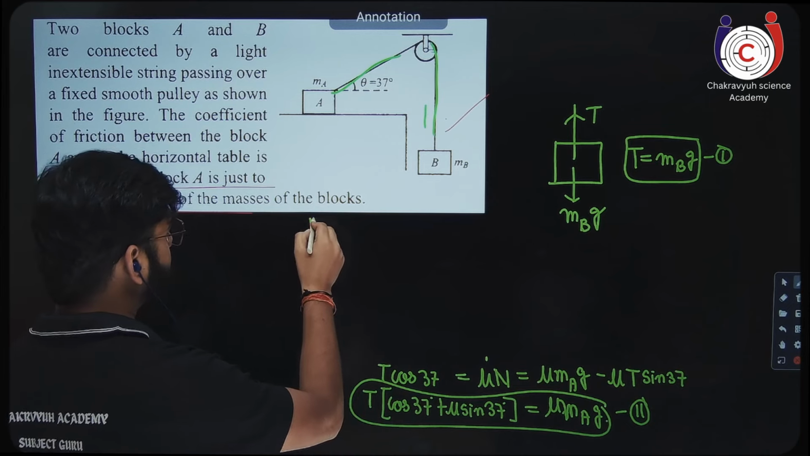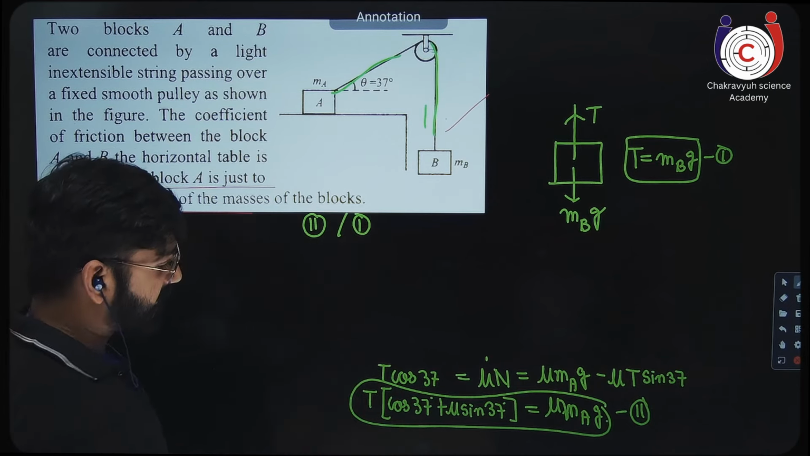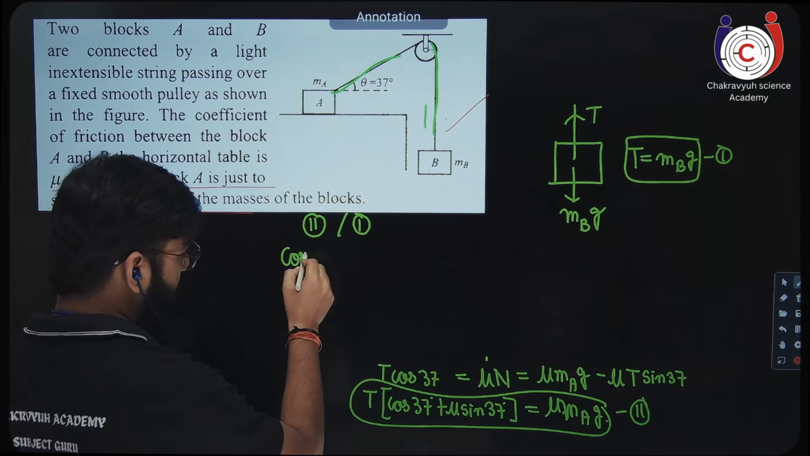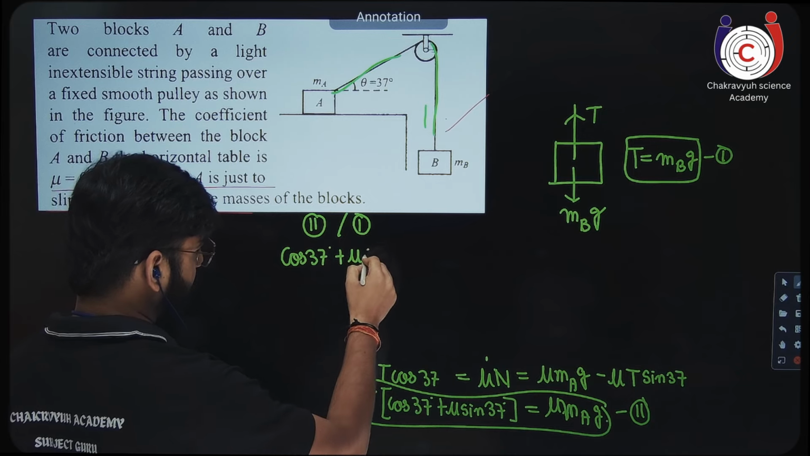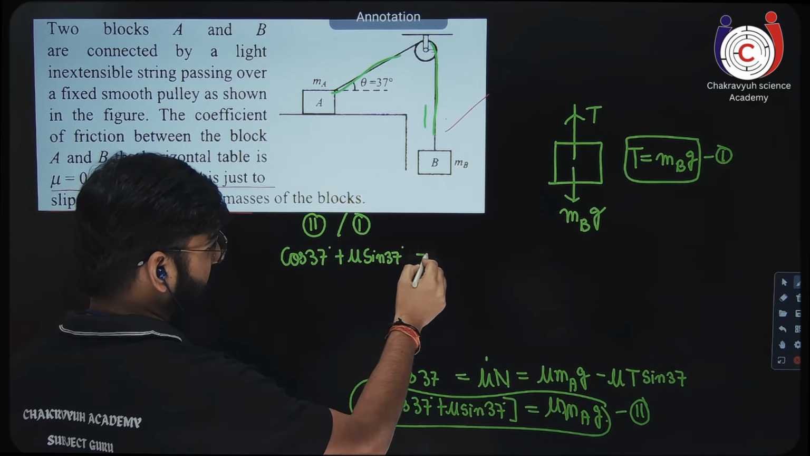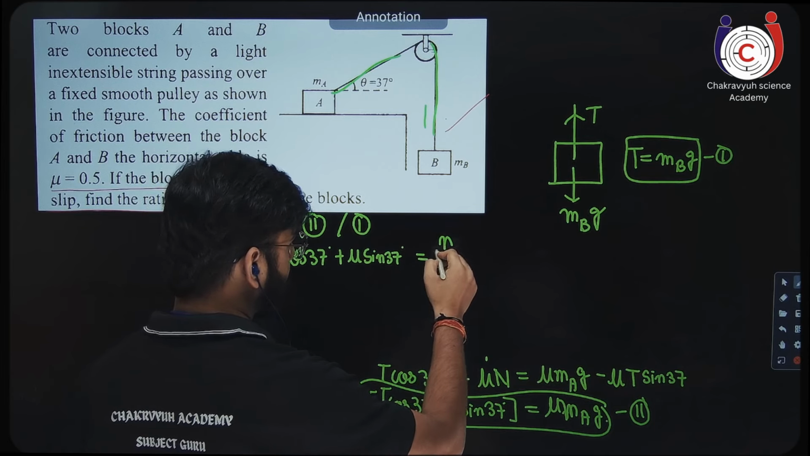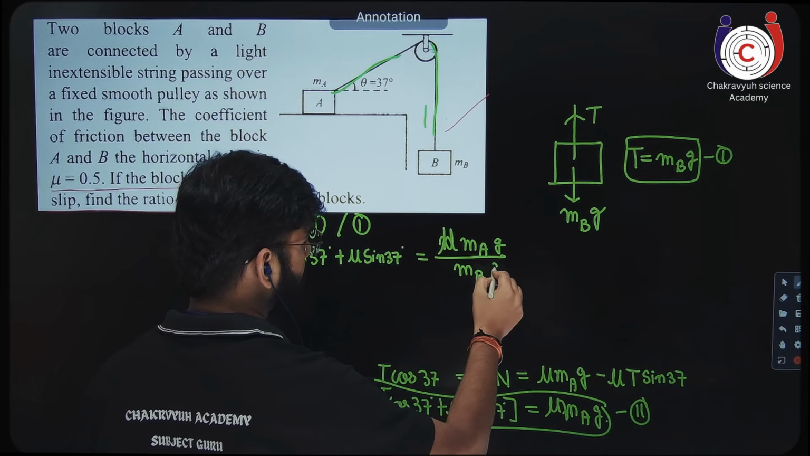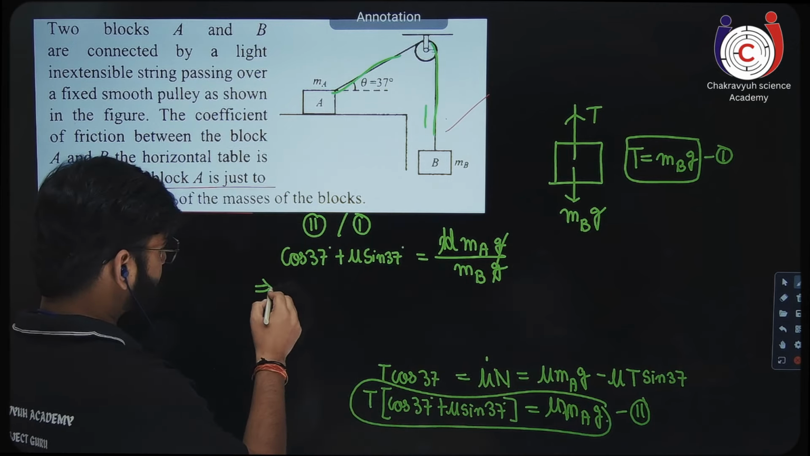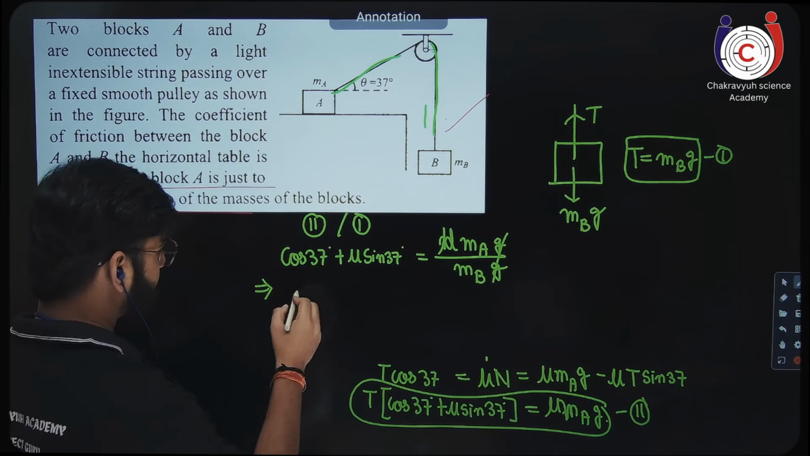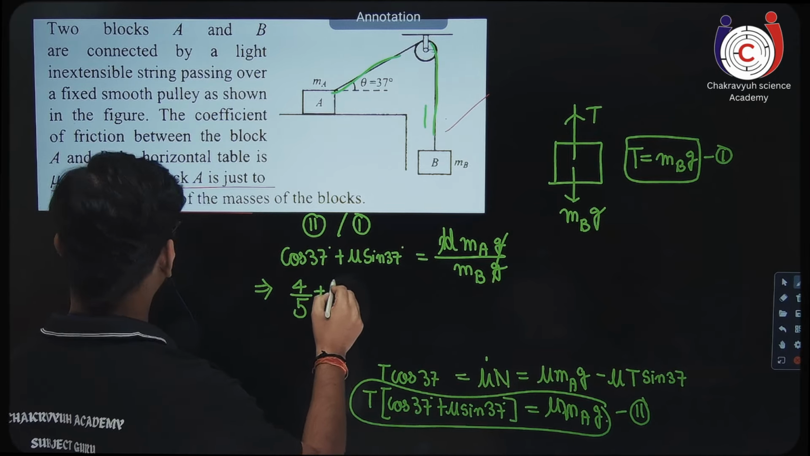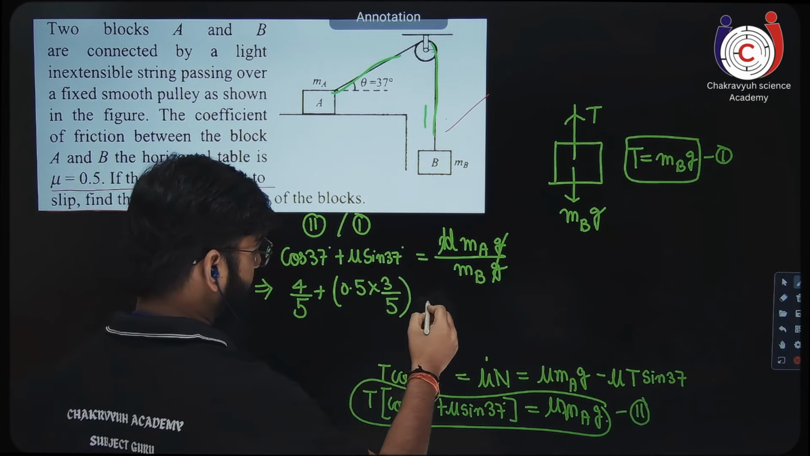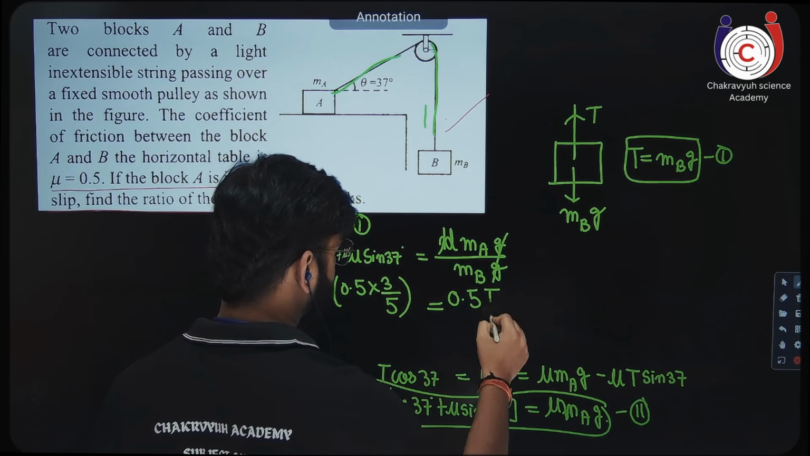Now divide second by first. When you divide second by first, T and T will get cancelled. So we'll have cos 37 plus mu times sin 37 equal to mu times MAG divided by MBG. G and G get cancelled. What is cos 37, students? 4 by 5, plus mu times, mu is 0.5, what is sin 37? 3 by 5, is equal to 0.5 times MA by MB.